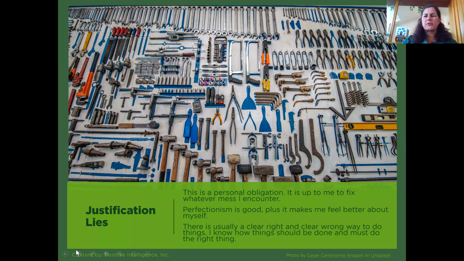So the justification lies. What are the lies that the saboteur tells you? This is a personal obligation. It's up to me to fix whatever mess I'm encountering.